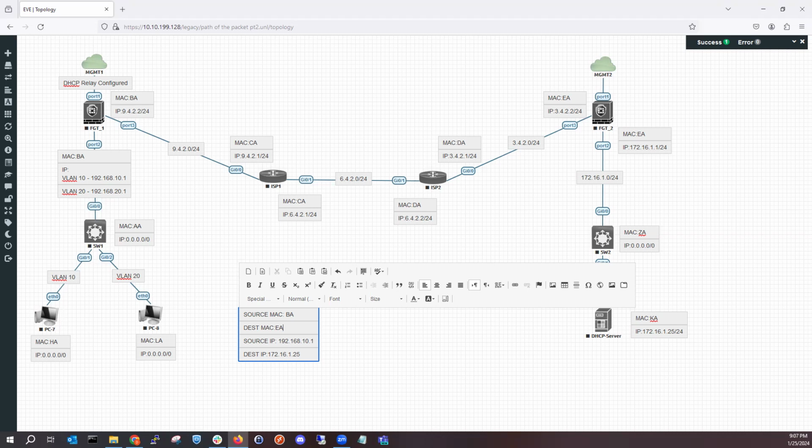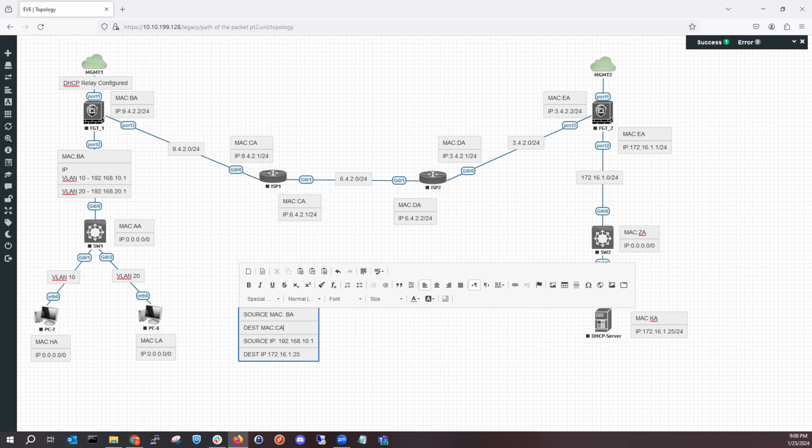Let's say we did have the correct destination MAC address, that next hop. And it's sent, it travels along over the wire, and gets to the DHCP server, and it gets back to FortiGate 1. There's no DHCP relay information in this packet. So FortiGate's going to ask itself, what do you want me to do with this? Does that make sense? Yes, it does.